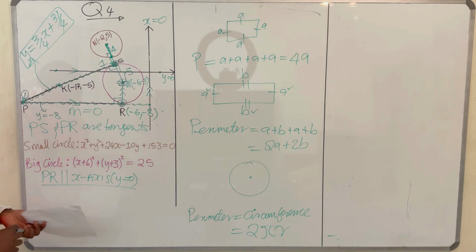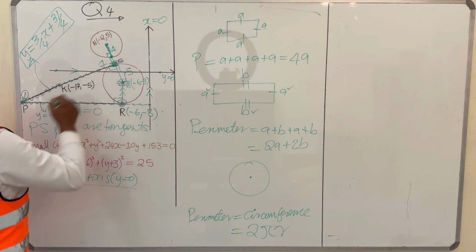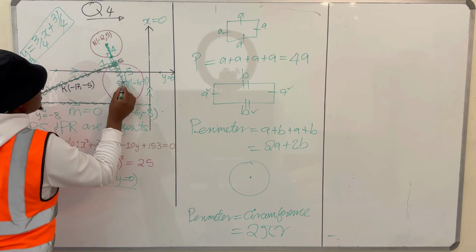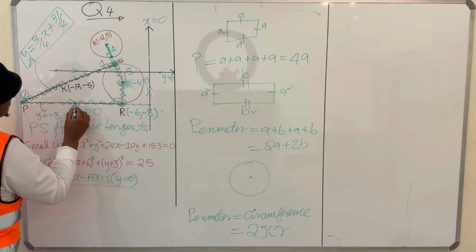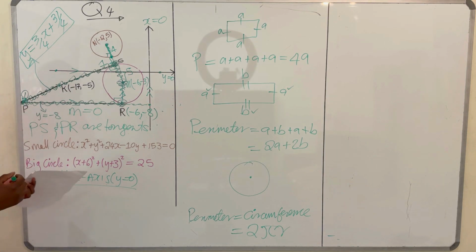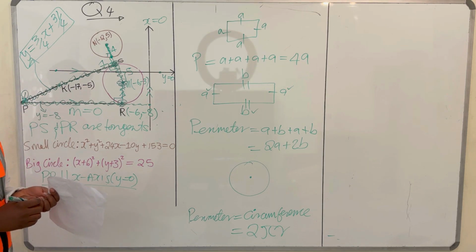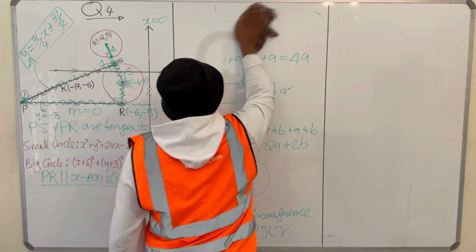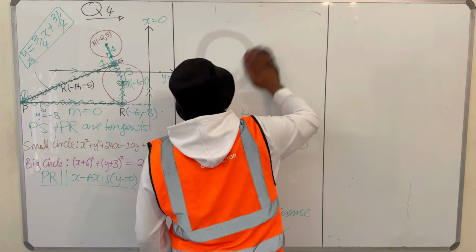So now, if you want the perimeter of this kite here, you must add all this side, and this side, and this side, and this side. That's what you should do if you want to know the perimeter. So let's do that. I'm cleaning the board.